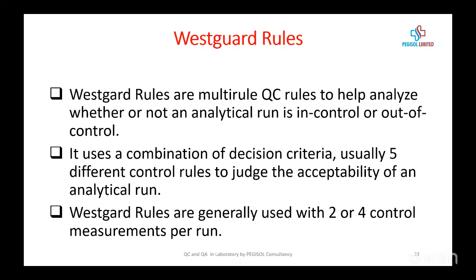So I want to show you what is called the Westgard rules. Remember that we're talking about quantitative testing now. This does not apply to qualitative and semi-quantitative testing. Now, Westgard rules are multi-rules, multi-QC rules, that's their name, to help analyze whether or not an analytic run is in control or out of control. It uses a combination of decision criteria, usually 5 different control rules, to judge the acceptability of the analytical run. Westgard rules are generally used with 2 or 4 control measures.